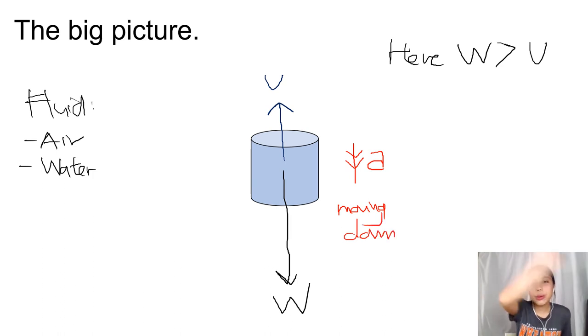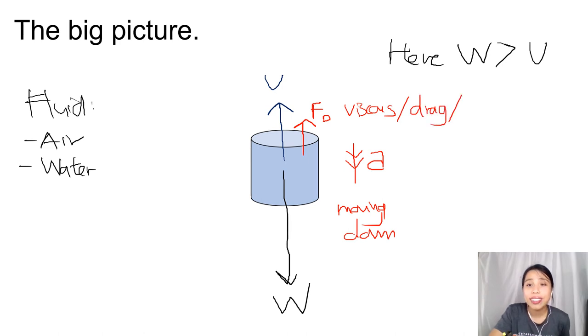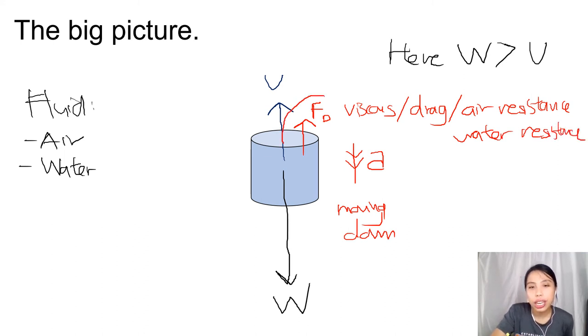Upthrust is fixed already, it doesn't care where you are in the fluid. The pressure difference is just based on the size, volume of your object, the height. So as you accelerate and get faster and faster, a frictional force is going to appear. This frictional force is called the viscous force or drag force. What am I going to call this? FD. Viscous force, which we know as the drag force, or what we call air resistance. Or in this case, you can also say water resistance, the same thing in the fluid. This one is going to be changing depending on your velocity. And eventually, you will reach terminal velocity.